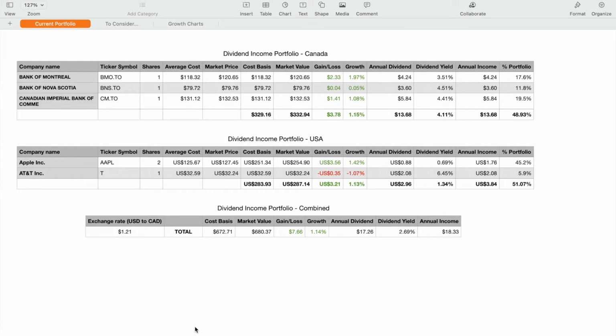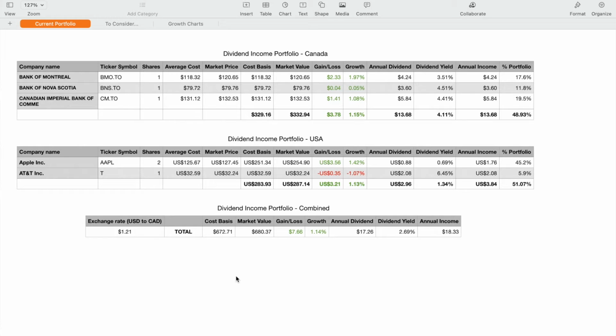This tracker is mainly targeted towards long-term dividend investing because that's what I'm interested in. But it should work for just general growth investing. It might not be the best for day traders or stuff like that, but with a bit of tweaks here and there, I'm sure you can make it work for whatever you are interested in.